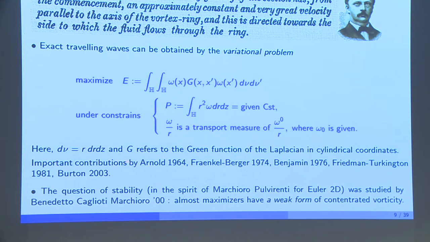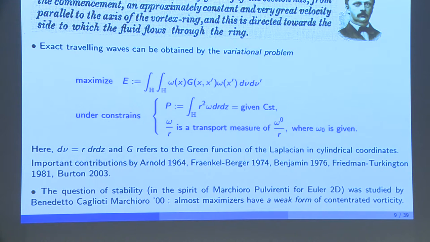And okay, so this was long known. It was an idea of Arnold to use such a constrained optimization to get exact traveling waves, and there is a lot of work which in the end makes very precise the fact that this problem has a solution provided p is larger than the momentum of the Hill vortex, and it has the shape of a vortex ring and so on. So this is for an exact traveling wave solution. In a different direction, Benedetto, Caglioti and Marchioro proved that almost maximizers of this problem behave like a vortex ring in a weak sense, in the sense that there is a point close to where you expect and a patch which has most of its mass there.